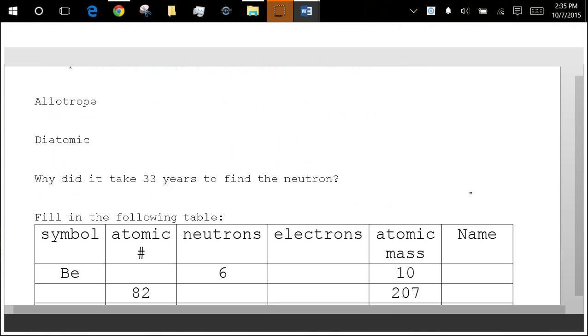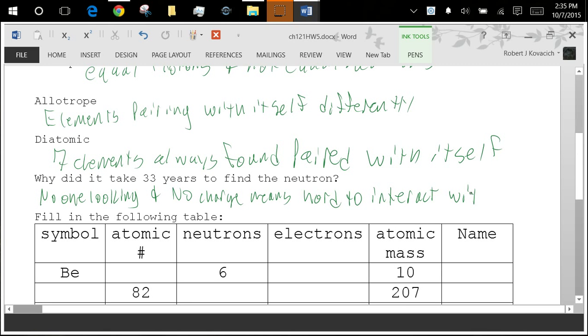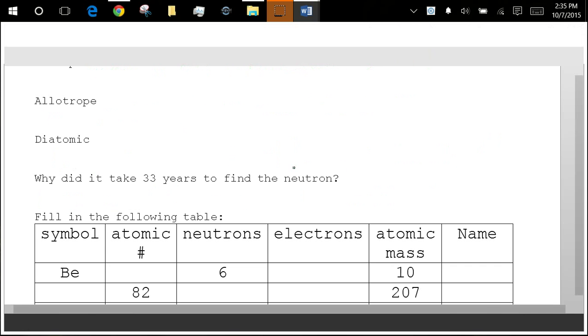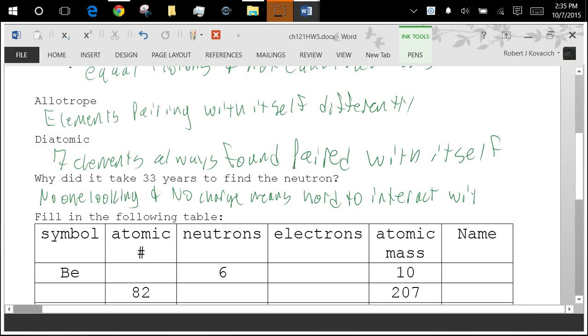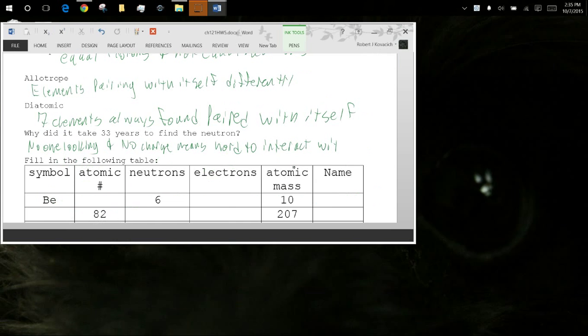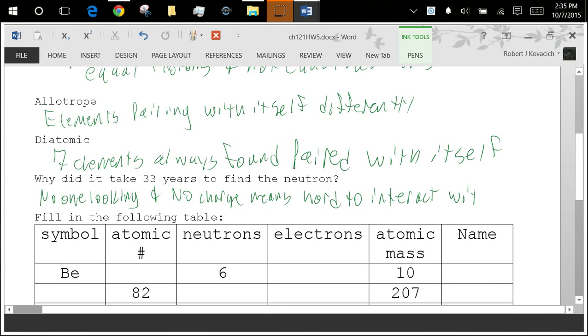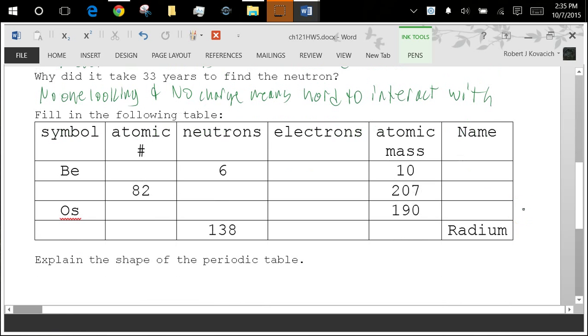Come on. There we go. Okay. How about filling in this table? What do I need?